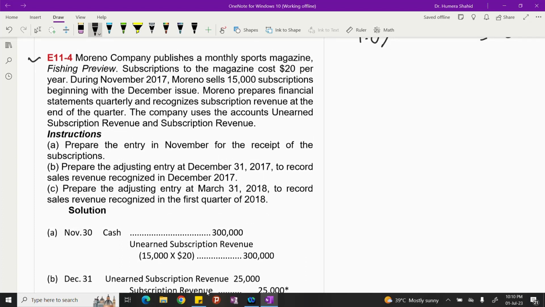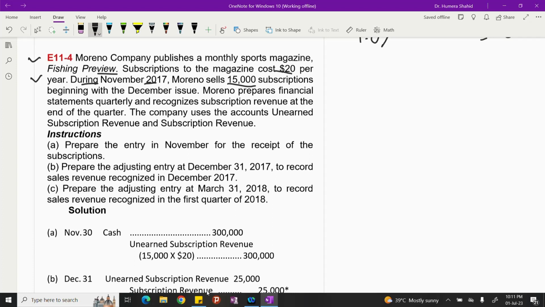Morino Company publishes a monthly sports magazine, Fishing Preview. This is the name of the magazine. Subscription to the magazine costs $20 per year. So if somebody wants to subscribe to this magazine, means if they want to receive the magazine every month, they have to pay $20 for the full year. One time $20 for 1 year. During November 2017, Morino sells 15,000 subscriptions, means 15,000 subscriptions were sold.